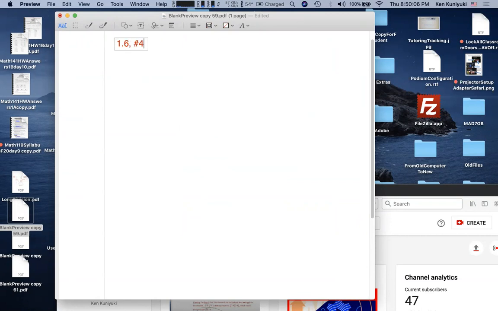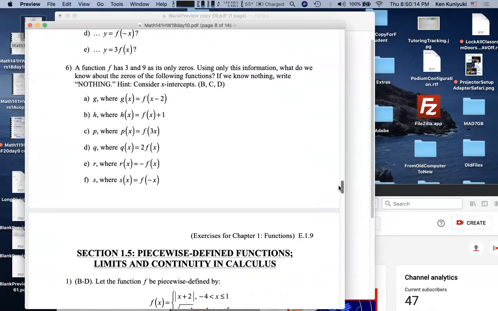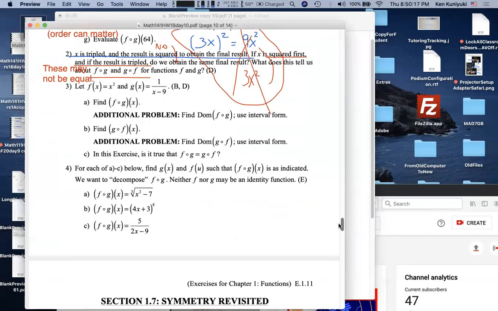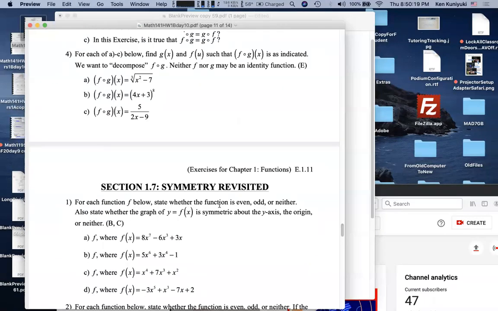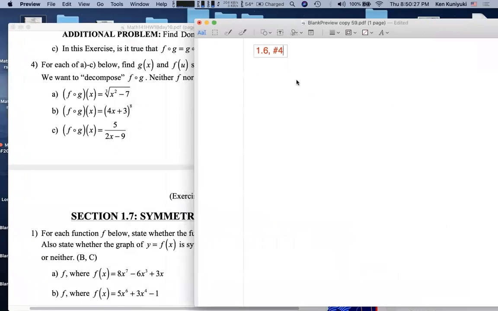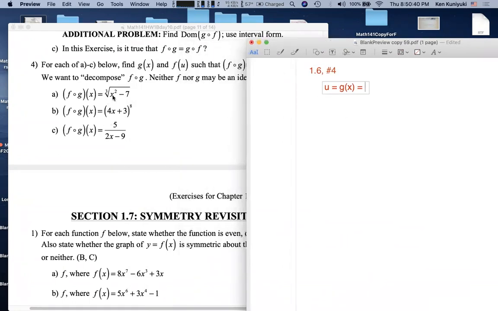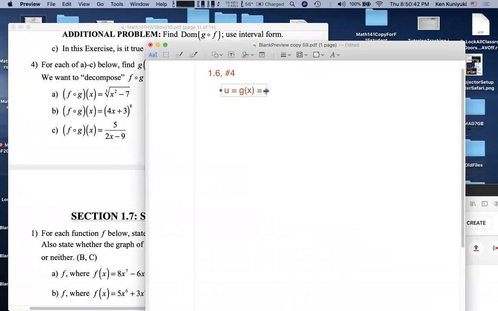Okay, 1.6, number 4. Oh yeah, the decomposition problems. All right, so I'll go through these. So we want u or g of x to be the inside function, right? So basically on A, you want g of x to be the inside guy. That's probably the radicand, x squared minus 7. Most people choose the radicand.